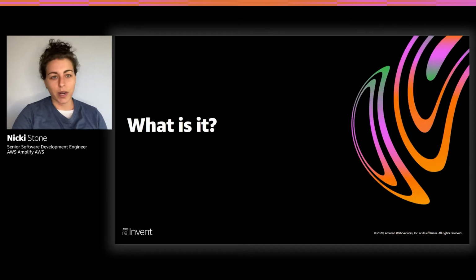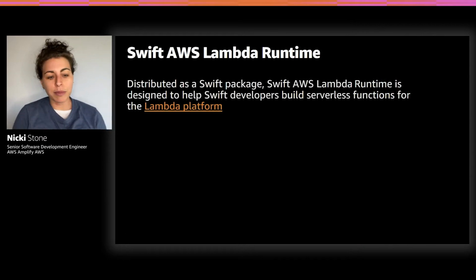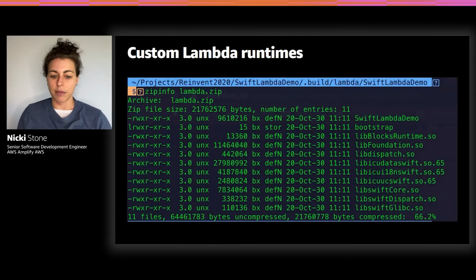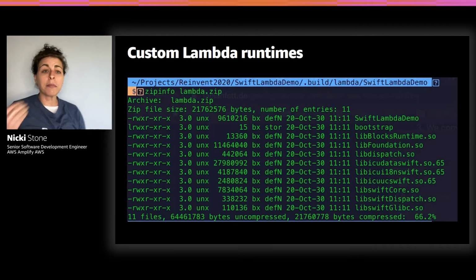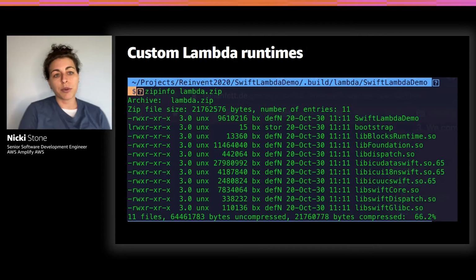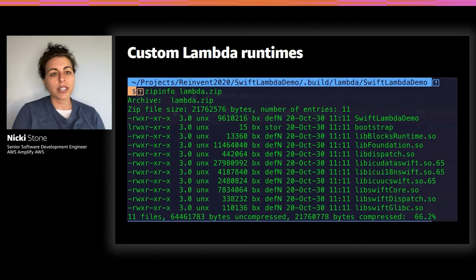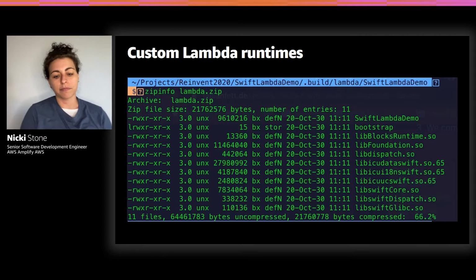All right, so what is it? The Swift Lambda Runtime is a Swift package, and it's basically built to help you put out custom runtime Lambdas in Swift. So let's talk about what custom Lambda runtimes really are. You can implement an AWS Lambda Runtime in any programming language, right? And what is a runtime? A runtime is essentially a program that runs a Lambda function's handler when the function is invoked.